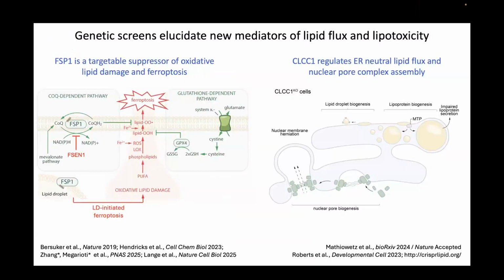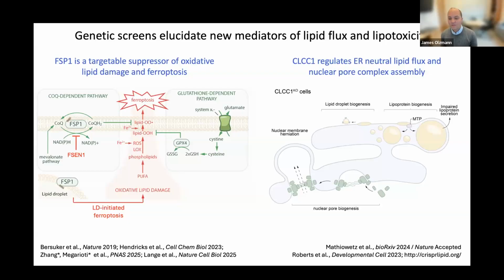James, I just had a question on FSP1. It's actually Patricia, I wrote it incorrectly. I don't know if this is possible. Have you tried overexpressing FSP1, and what happens in those cells?